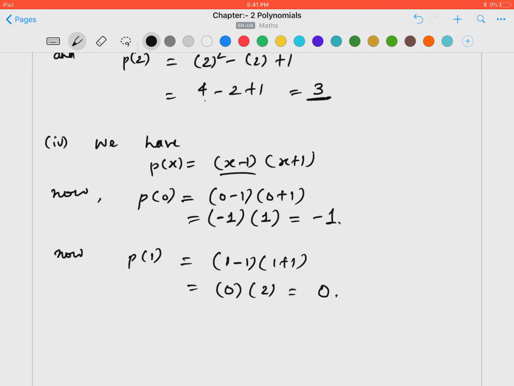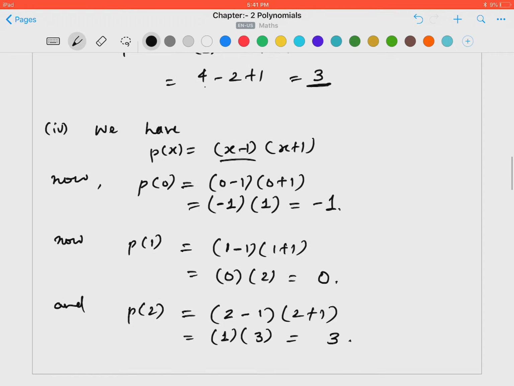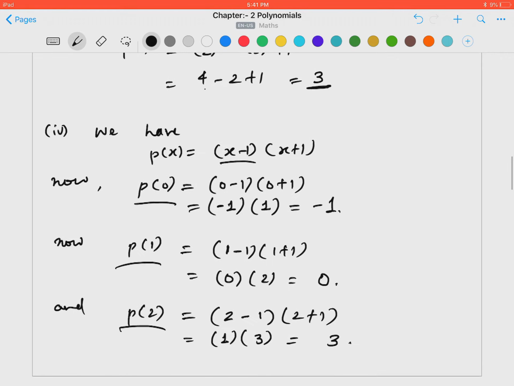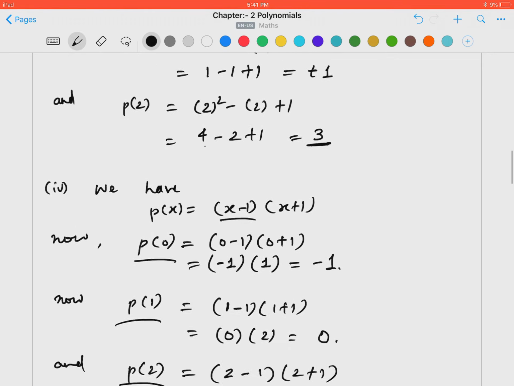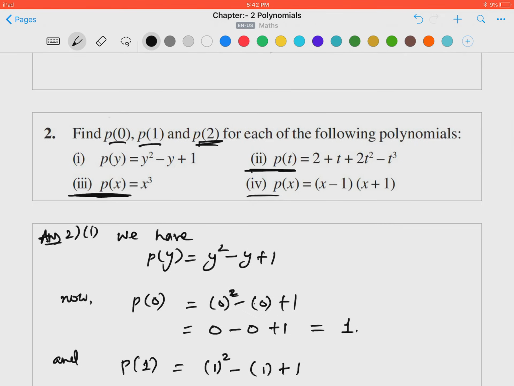Next we have p at 2. Okay, again we'll replace all the x's by the number 2. So it will be 2 minus 1 and 2 plus 1. 2 minus 1 is 1 and 2 plus 1 is 3. 3 into 1 is 3. So that's the answer for this polynomial at p0, p1 and p2. Okay, that's how we can find the solution of this polynomial.